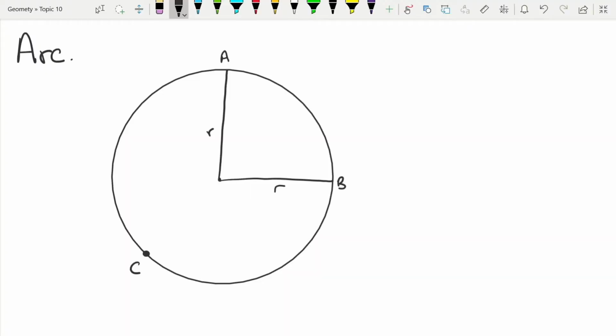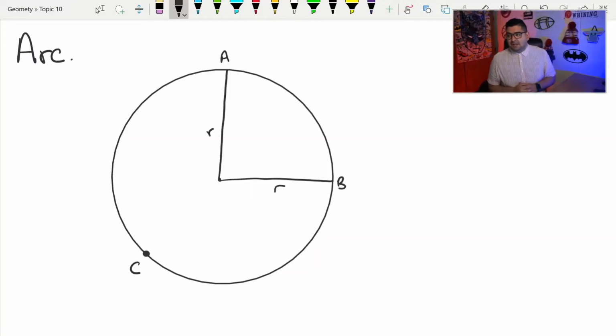So here I have a circle with points A and B, and I have two radii drawn and also point C. So what is an arc? Typically an arc is created when we have at least two radii drawn out. An arc is that segment of the circle that's in between those two radius lines. So I'm going to go ahead and highlight an arc that's in between A and B. I'm going to draw it in red.